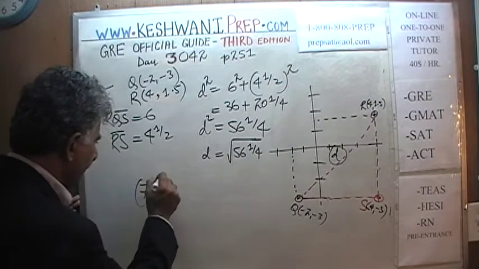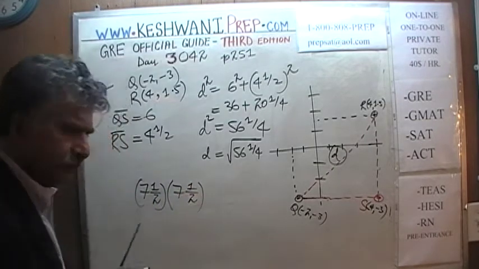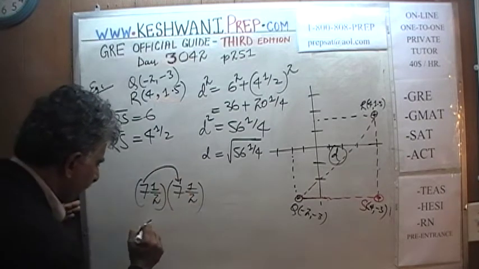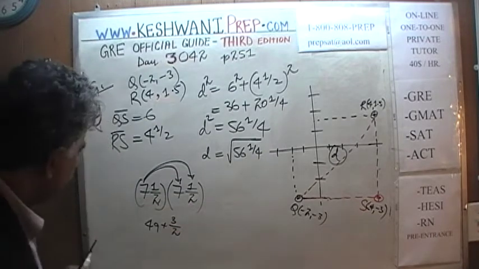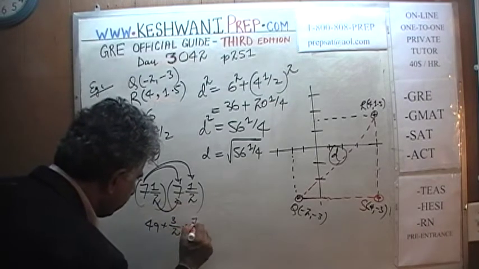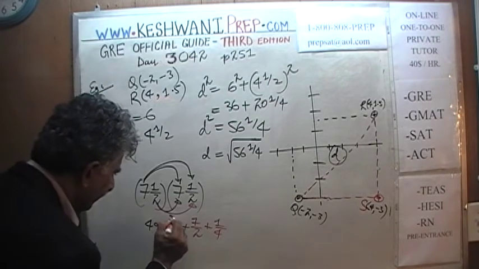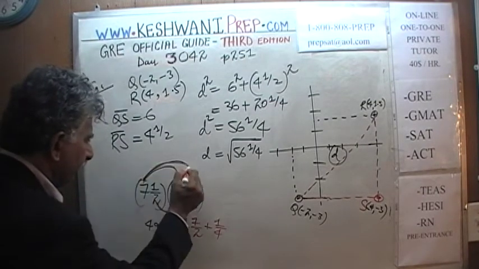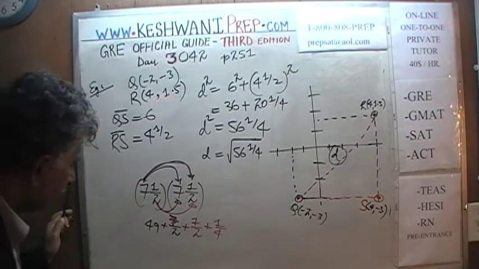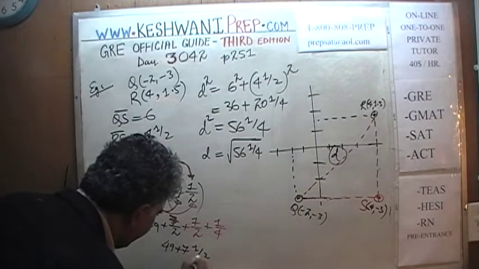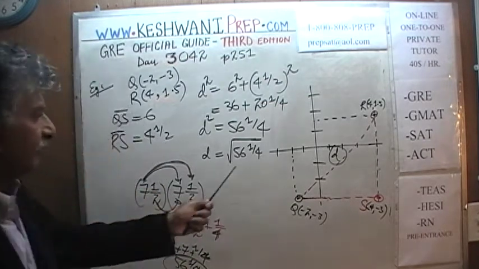7.5 squared is what we want to find out, which is the same as 7.5 times 7.5. Follow me here: 7 times 7 is 49, 7 times half is 7 halves, half times 7 again is 7 halves, and half times half is a quarter. 7 halves plus 7 halves is 14 halves, which is 7. So it's 49 plus 7 plus a quarter. 49 plus 7 is 56, so 56 and a quarter, which is exactly what we have here.